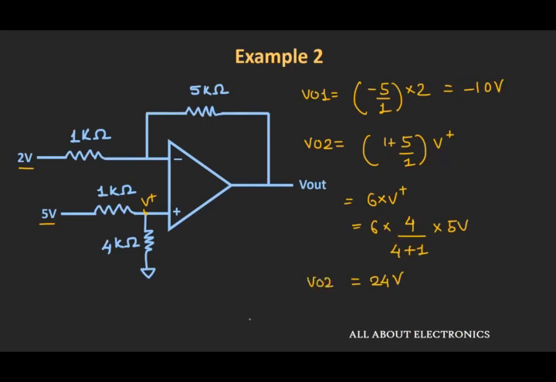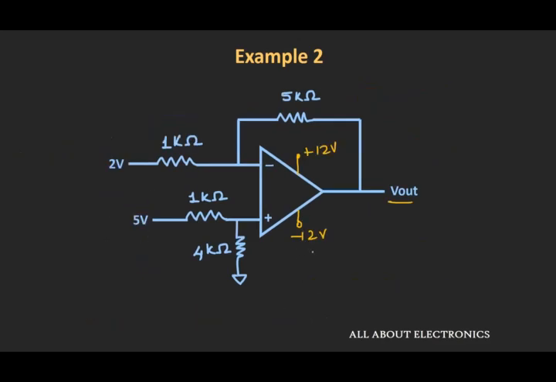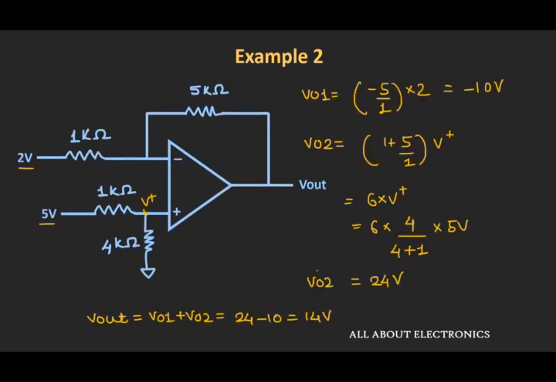Now in this case, our total output voltage Vout will be equal to VO1 plus VO2, and it will come out as 24 minus 10, that is equal to 14 volt. But in this example we have applied plus minus 12 volt. So our output voltage cannot go beyond this plus minus 12 volt, right? So our output voltage will get saturated at 12 volt. So apart from the input voltages, you also need to consider the biasing voltages applied to this op-amp.